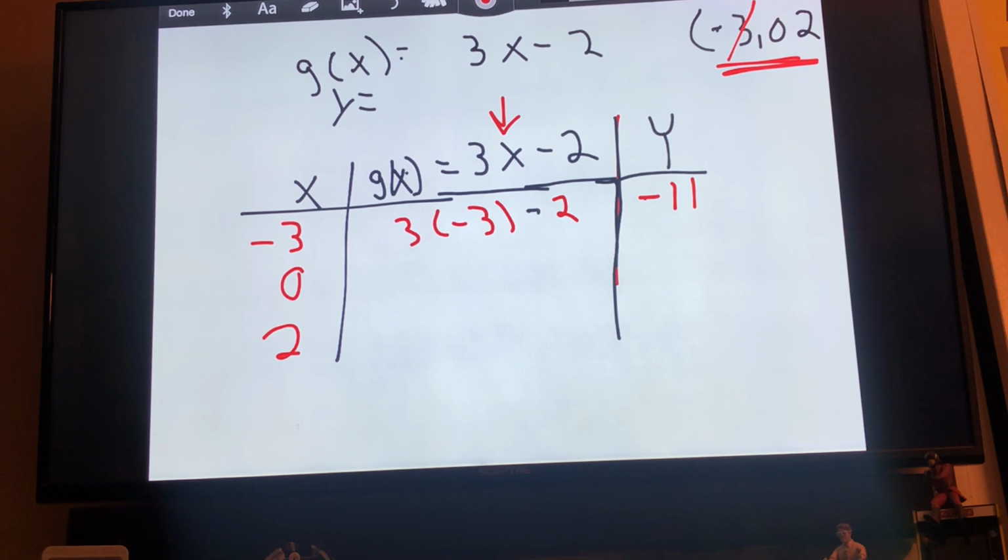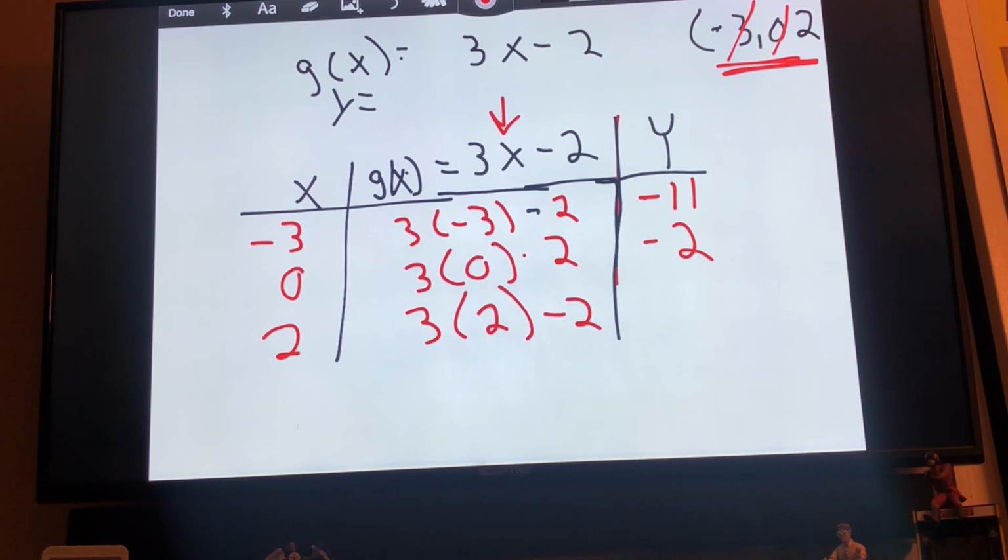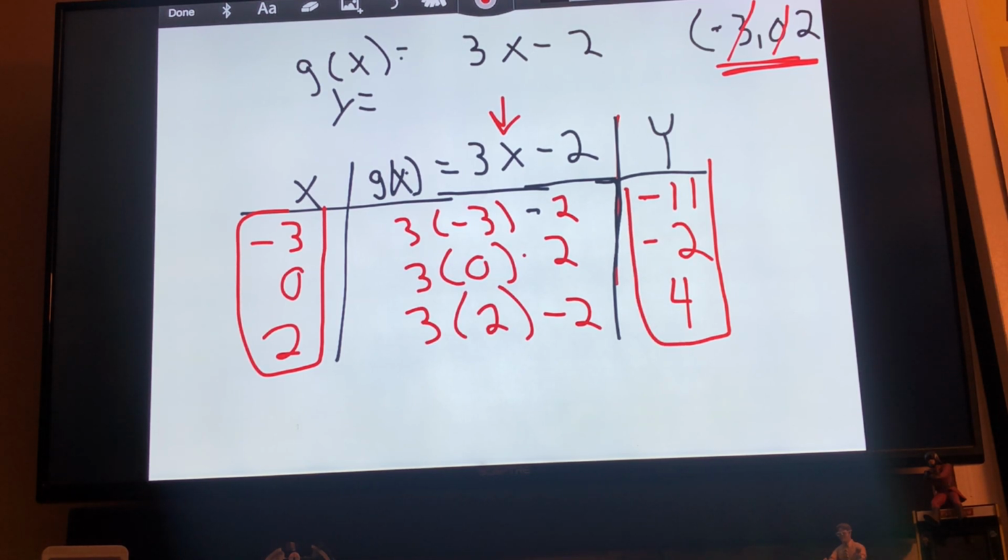Now we're going to plug in 0, so that means it's going to be 3 times 0 minus 2. So 0 minus 2 is just minus 2. Now we can cross that out. Now let's do 2. So it's going to be 3 times 2 minus 2. So that gives us 6 minus 2, which is what? 4. Well, guess what? We just found all of our ordered pairs. We got our range right here. And now we got our domain right here. And our range right here.